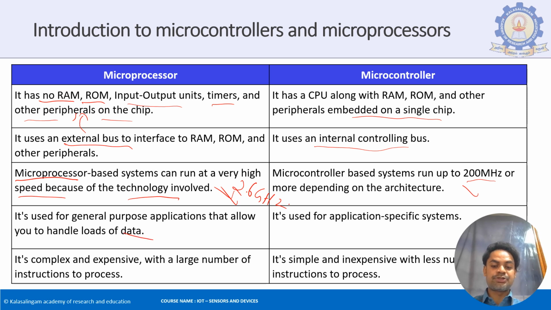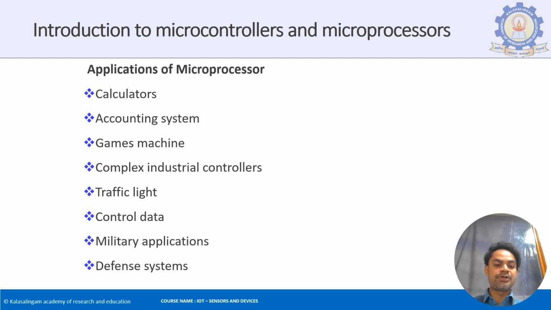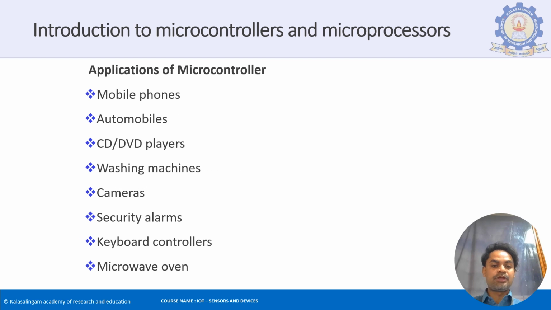It's used for general purpose applications, whereas a microcontroller is specific in its applications. These particular controllers can be used only for the specific applications which you are building. And when you have a computer, you can install any software and use it for multi-purpose applications. So this differentiates that particular point. It's complex and expensive. As I told you earlier, the microcontroller is comparatively less complex and less expensive. Examples of processors: gaming machines, traffic lights, military applications, and so on. But when it comes to microcontrollers, automobiles, DVD players, washing machines, cameras, and your keyboard controller. All these use microcontrollers, which are lower cost.